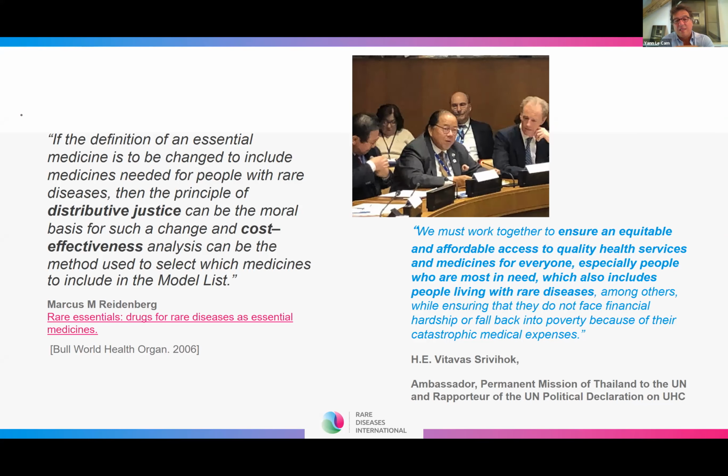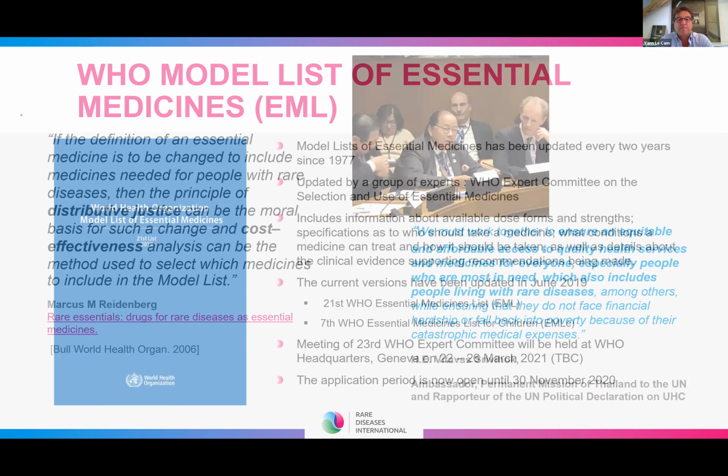But still, this period that was 2006 in this quote from Reidenberg, you see now at the time of adoption of universal health coverage, the ambassador of Thailand, and you remember that Thailand was the leader at the General Assembly with Georgia. They were the two countries leading the process for adoption. This is what he said in a meeting: we must work together to ensure equitable and affordable access to quality health services and medicines for everyone. So, and particularly people with rare diseases. So we can obviously leverage all that.